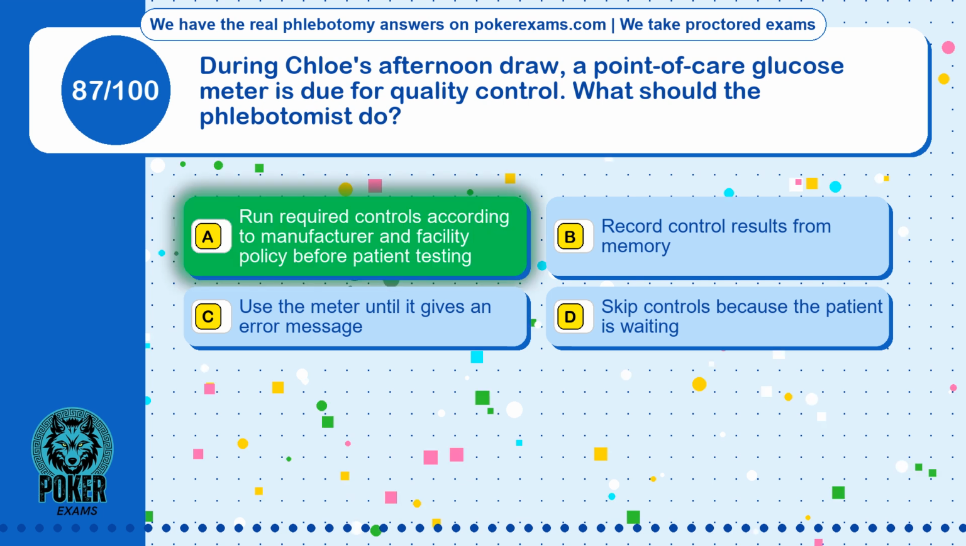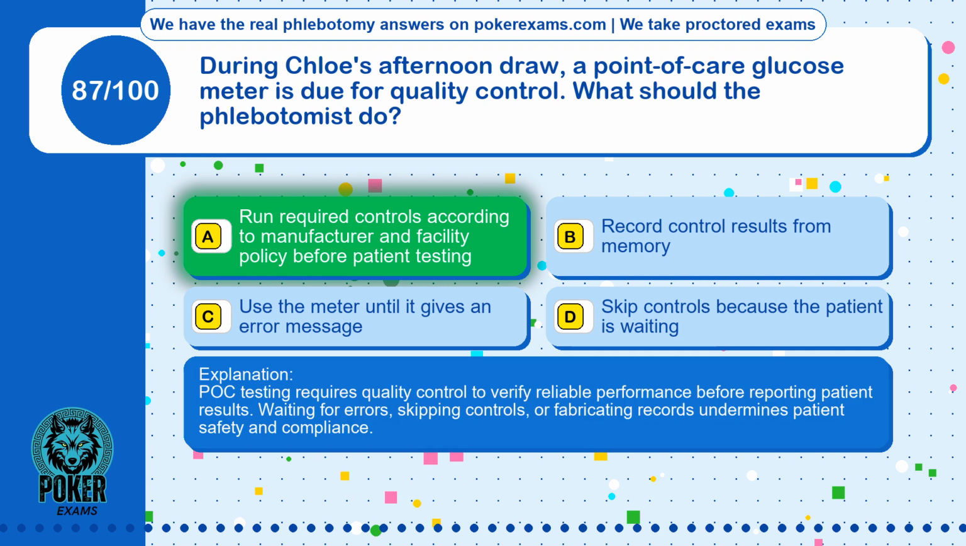The correct answer is option A. Run required controls according to manufacturer and facility policy before patient testing. POC testing requires quality control to verify reliable performance before reporting patient results. Waiting for errors, skipping controls, or fabricating records undermines patient safety and compliance.